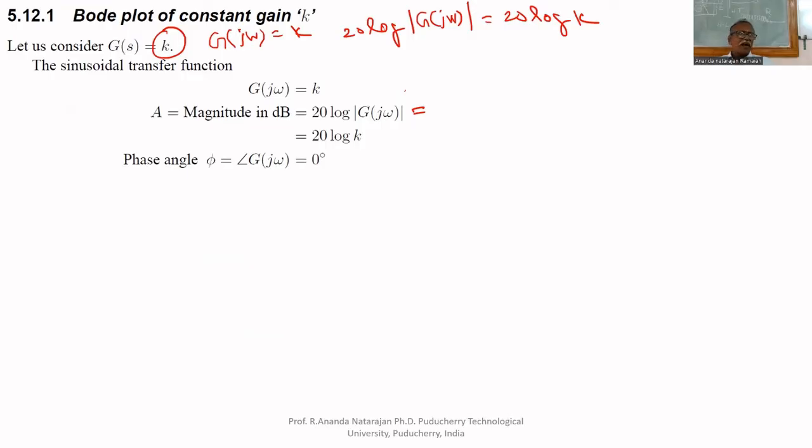If you vary omega, k won't change. It is independent of omega. That's why for different values of k, you have to check. Suppose k equal to 1, what will you get? 20 log 1 equal to 0 dB. If k is greater than 1, what will you get?